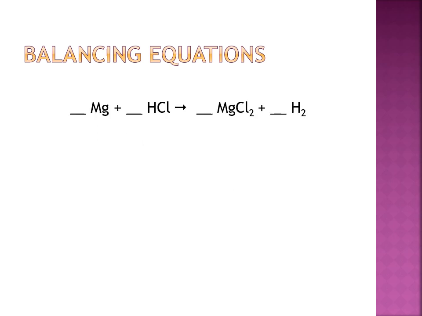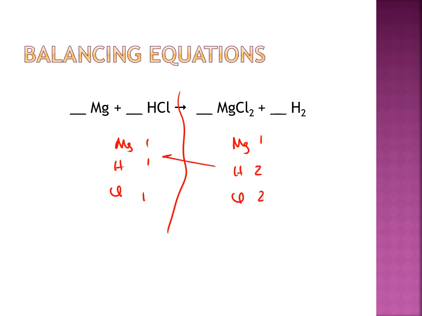Here's another one for you to do on your own. And again, we've got Mg, H, Cl, Mg, H, Cl. I have 1, 1, 1, 1, 2, 2. This one's easy. I just need to double these 2 guys, and I can do that by doubling this guy. So now I have 2 hydrogens and 2 chlorines. I have 2 and 2 and 1.